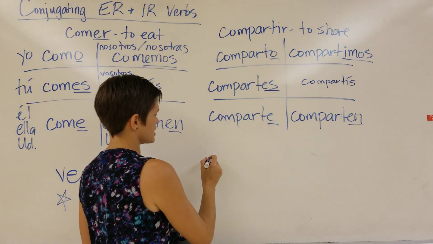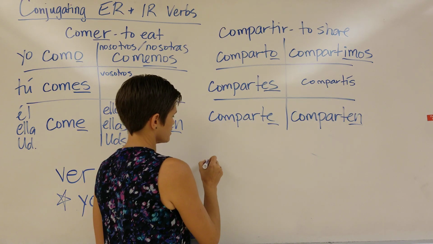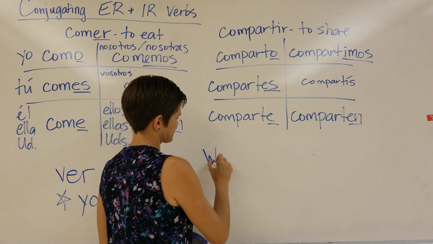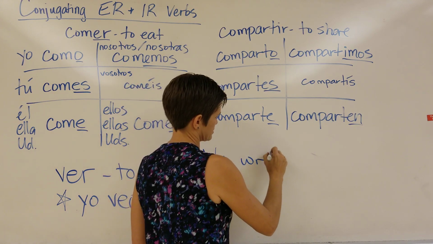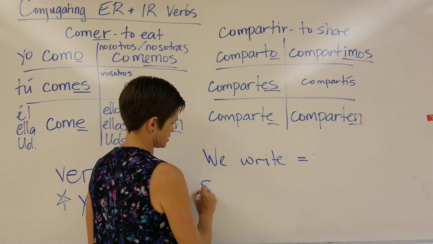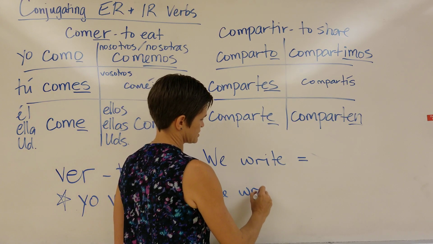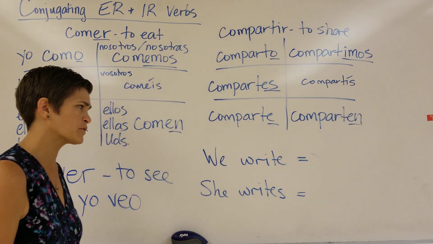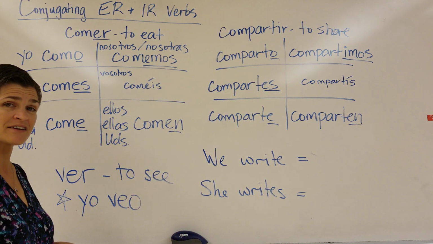Okay, so I'm going to give you guys an example here. If we want to say that we write, and she writes. On your notes, please try to conjugate both of those verbs and I'll take a look at it and see if you're on the right track.